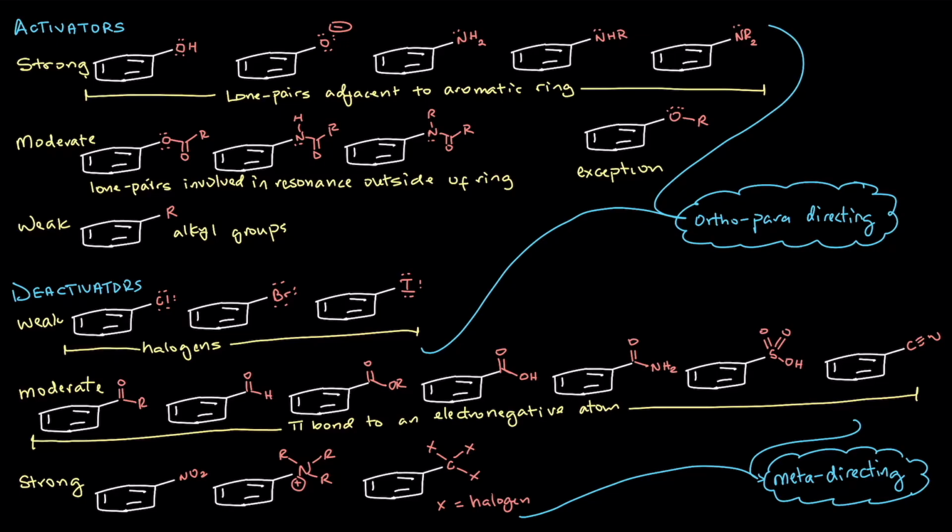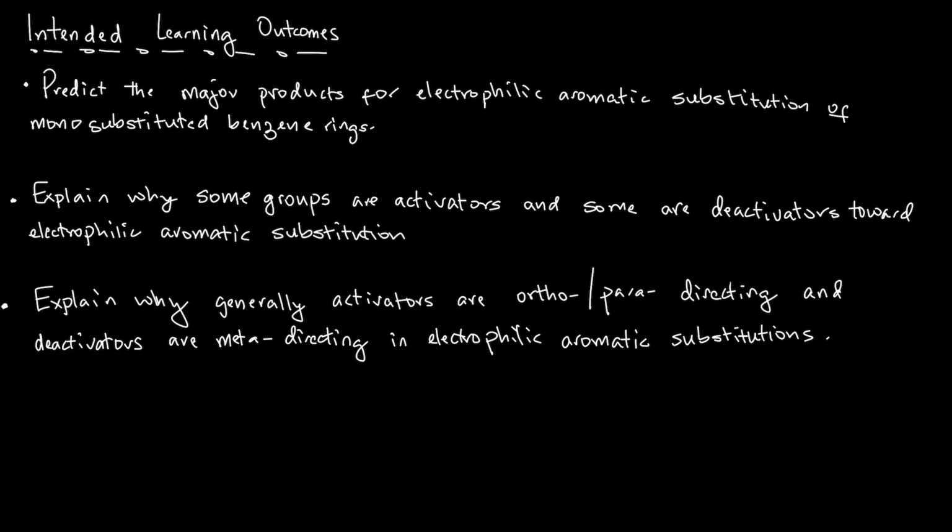Okay, so this table is pretty important, and it's also in your textbook, but you should be able to know not just if something is going to be activating or deactivating, but also how strong of an activator a particular group is and how strong of a deactivator a particular group is. All right, so that's it for the video. We've been able to predict the major products for electrophilic aromatic substitutions of monosubstituted benzene rings. We've been able to explain why some groups are activators and some are deactivators. And then finally, we've been able to explain why activators are ortho-para-directing and deactivators are meta-directing in electrophilic aromatic substitutions.